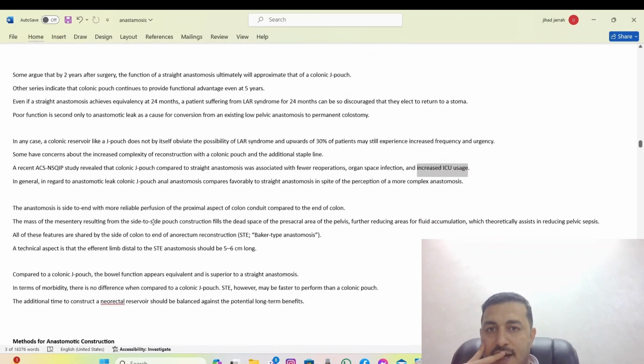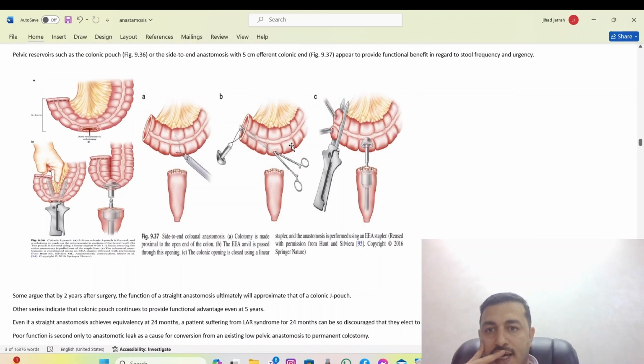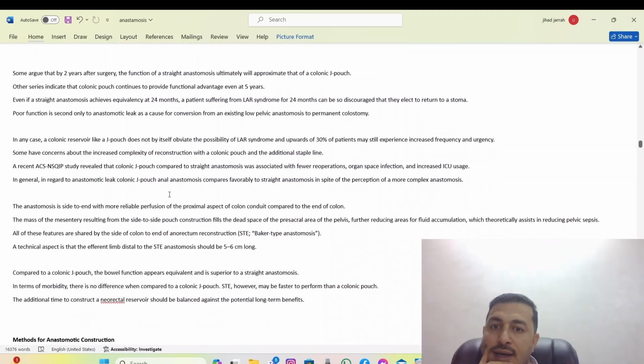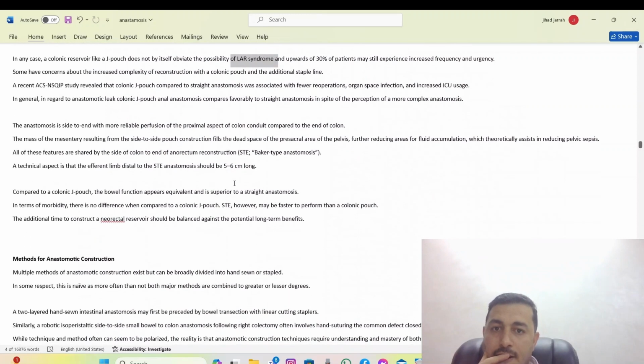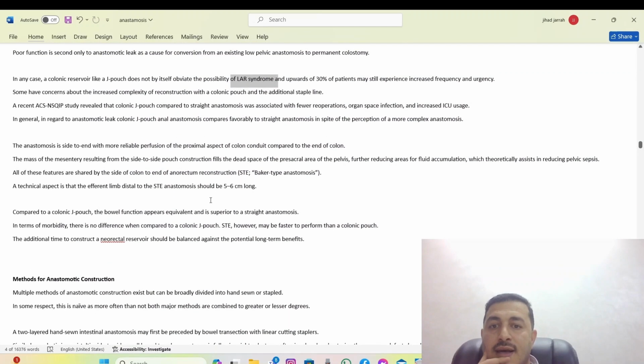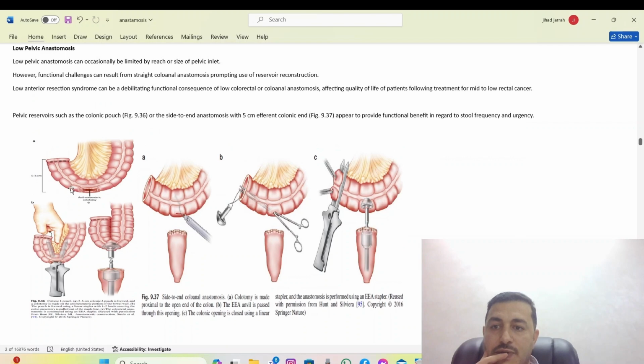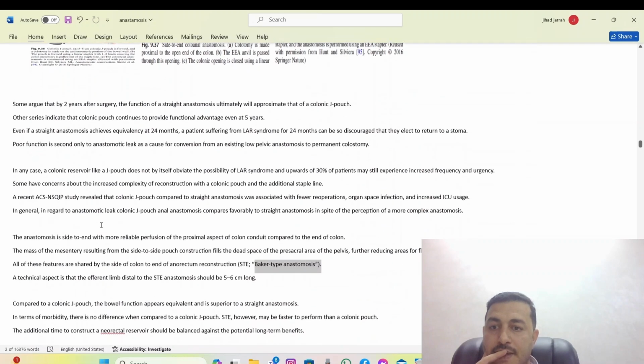Again, they compare the side to end anastomosis to the J pouch. It's the time of operation: the J pouch will require more time. They talk about the Al-Jarrah syndrome. We will talk separately about it, but as we said, side to end anastomosis is called Baker type anastomosis. This limb is advised to be 5 to 6 centimeters.